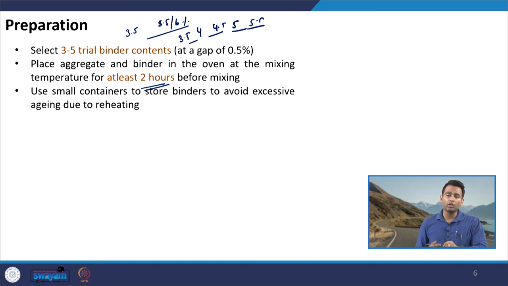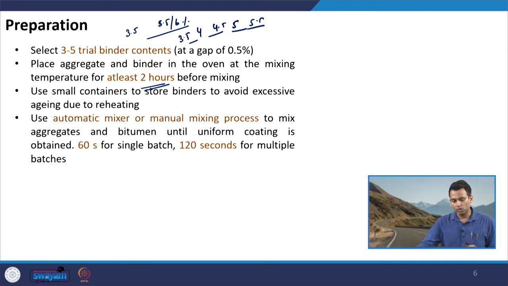So, in order not to cause excessive aging, it is important that bitumen is stored in small containers, maybe multiple small containers. Okay, now when the aggregate and bitumen are sufficiently heated, we take the measured quantity of aggregate and the measured quantity of bitumen, and we mix them either using an automatic mixer or we can also do manual mixing in the laboratory.